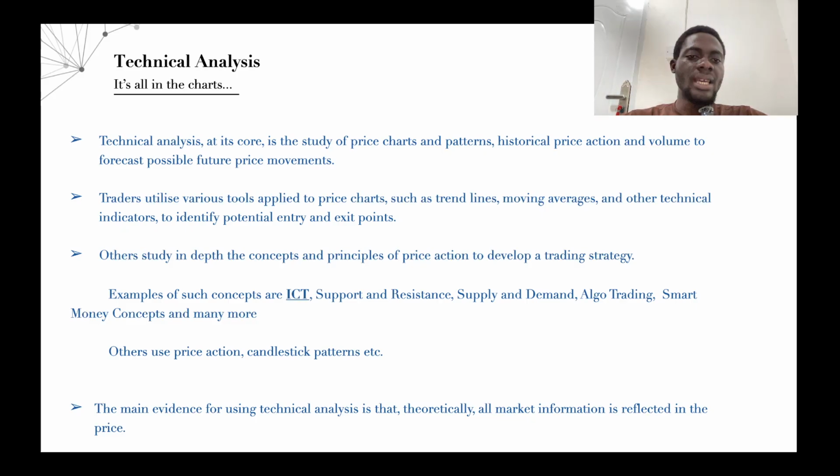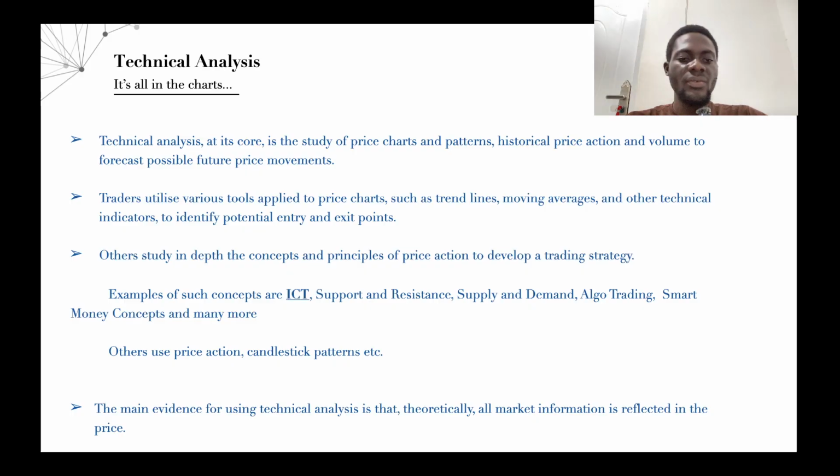Others study in depth the concepts and principles of price action to develop a trading strategy, and this is where we fall as a community. This is our category as a community. Examples of such concepts are ICT, that's Inner Circle Trader concepts, support and resistance, supply and demand, algo trading, smart money concepts, and many more. Others use price action, candlestick patterns, etc.